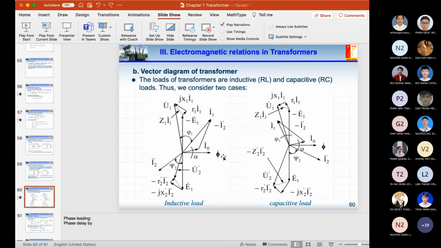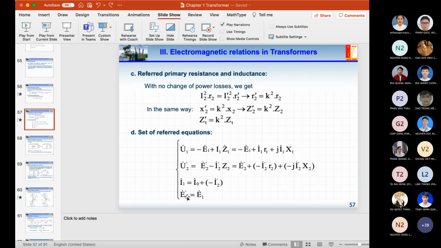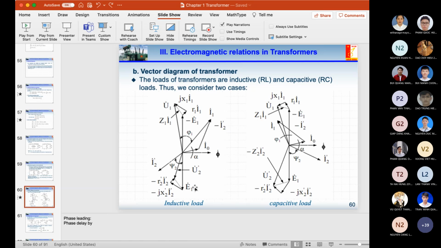Before doing that, as I said before, when we get a magnetic flux flowing in the magnetic circuit, electromotive forces E1 and E2 appear in the primary and secondary windings. As I said before, E2 is equal to E1. If you come back to this one, you can see E2 is equal to E1.